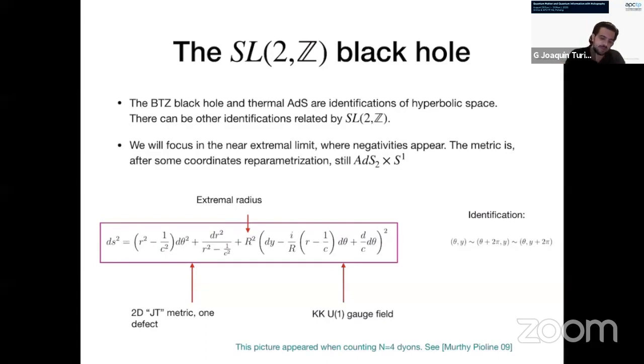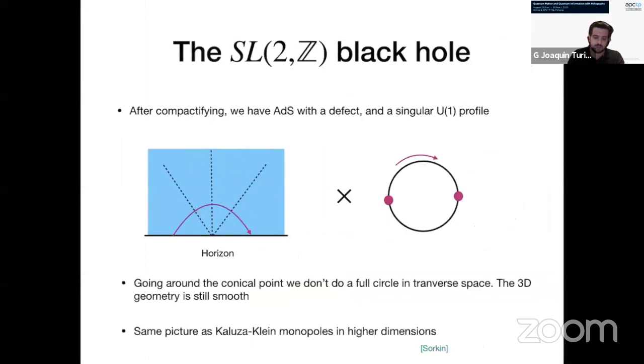And the fact that this is 1/C and not 1 tells you that there is a conical defect. This picture also appeared before when counting n equals 4 dions in this paper, and it has some interesting physics there. This geometry has a singularity in 2D, but is regular in 3D.